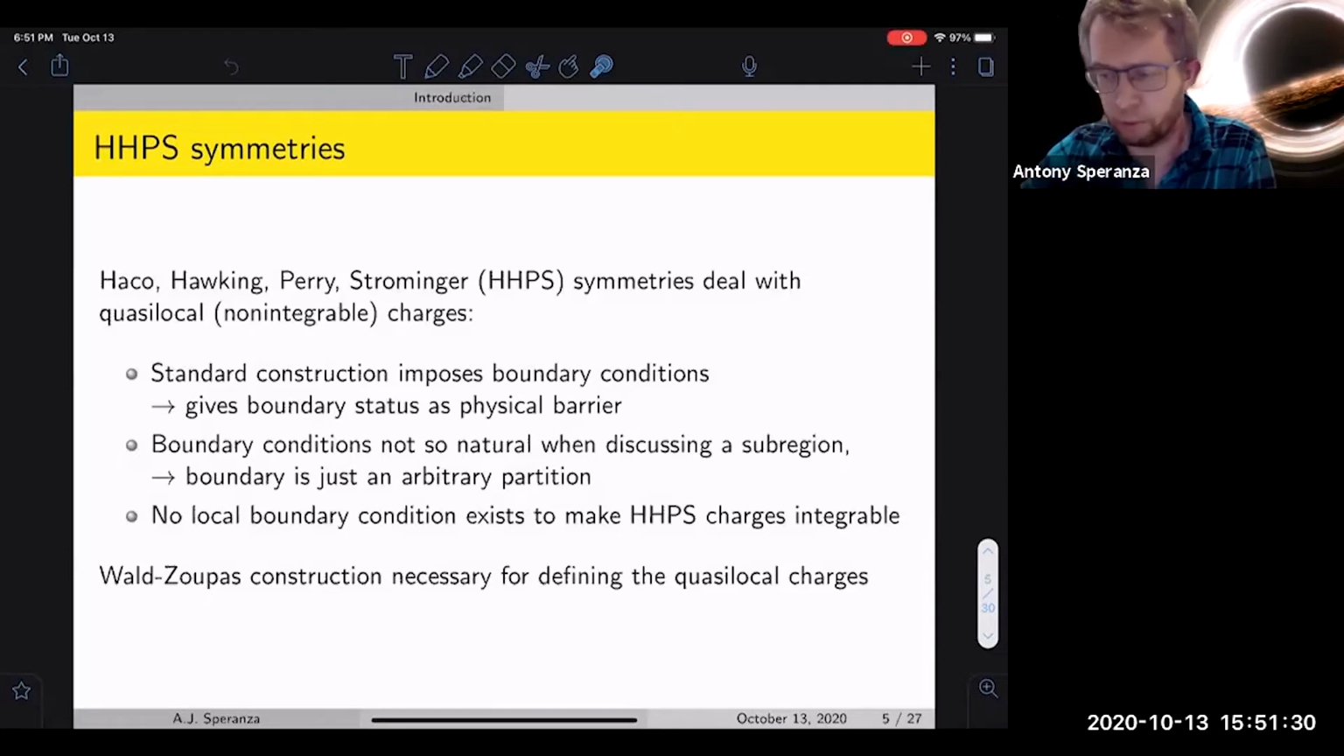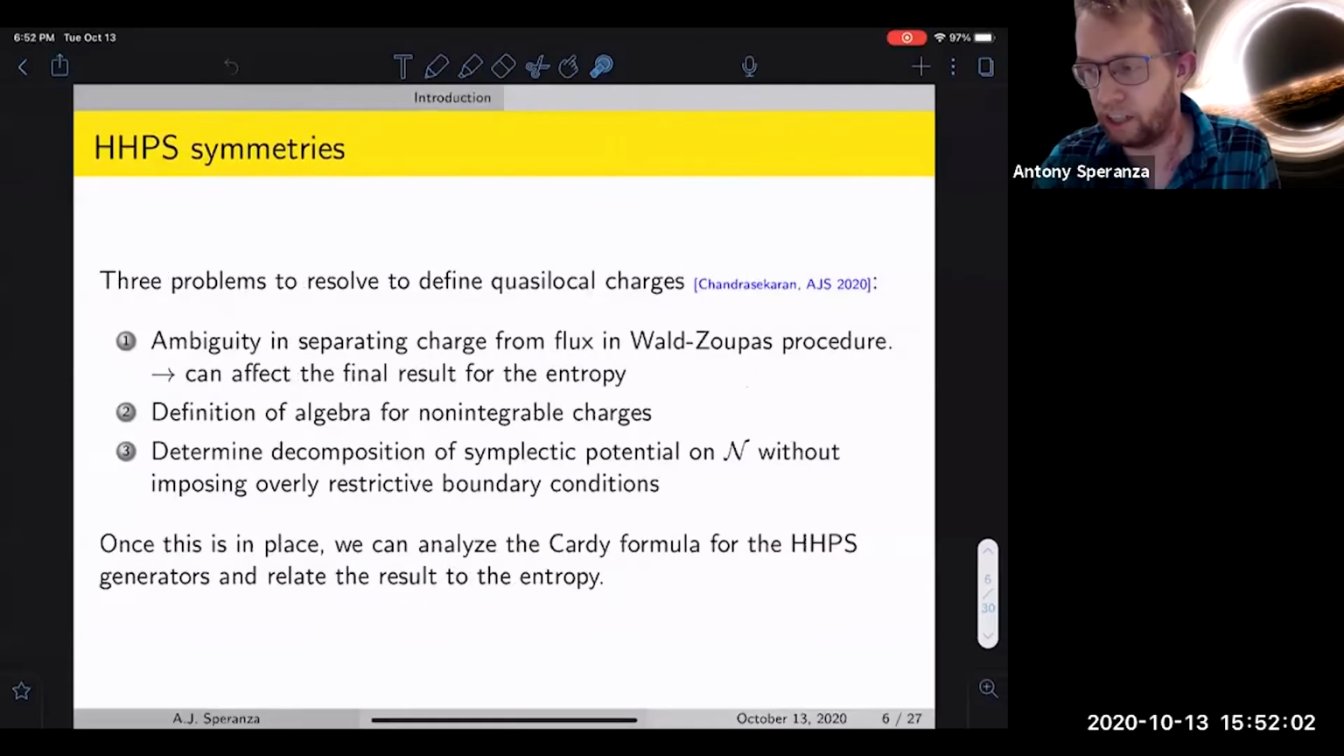Okay, so for those reasons, we had to consider this more general construction that goes under the name Wald-Zoupas, which is a way of constructing charges that aren't really conserved, but are almost conserved, and you can allow fluxes into a complementary region. And so it's just kind of thinking about open systems canonically. So the goal was just to systematically understand this, but it turned out there were certain aspects of the Wald-Zoupas construction that we actually had to generalize or clarify in order to carry out this procedure.